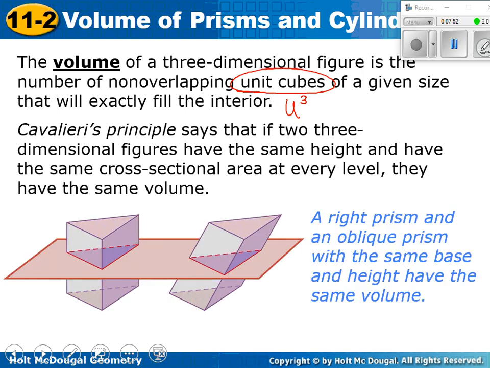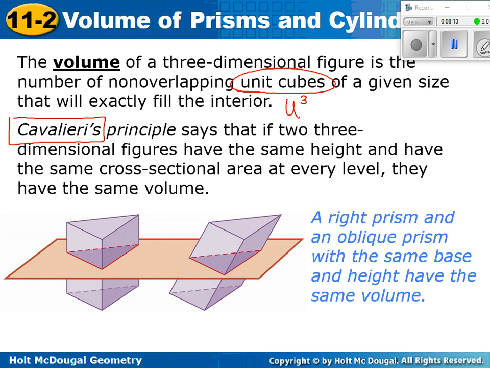Before we get to the actual formula, we want to talk about this guy, Cavalieri. Cavalieri's principle basically says that if you have two shapes, they can be right prisms or oblique prisms. Did we write that down in our notes on Thursday? So obliques are the slanted ones, right ones are the ones that are not slanted.